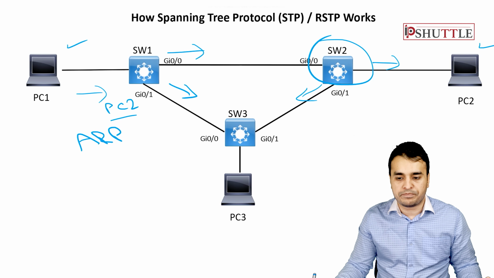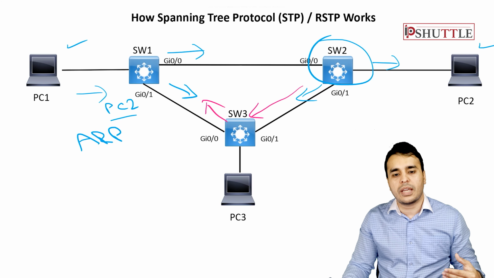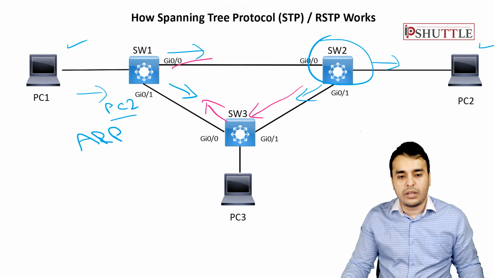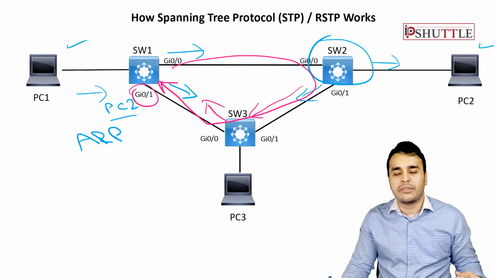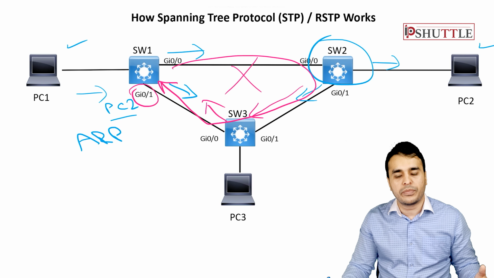What's going to happen now? If you look into the diagram, switch 3 will receive that packet and forward it from the other interface as well. And this process can continue for an indefinite time. The packet will keep looping and reaching switch 1 from GigabitEthernet 0/1. If this continues, what will happen? Finally, this whole network is going to choke. None of the PCs will be able to communicate with each other. There will be no communication.